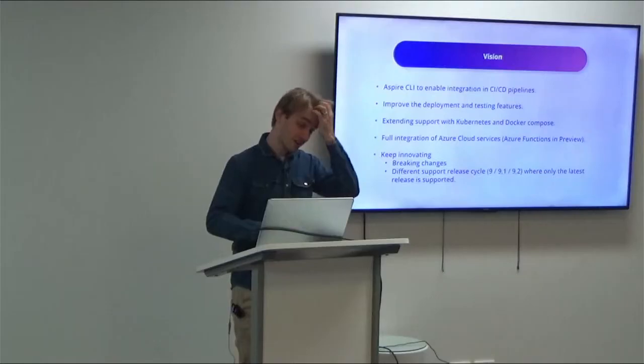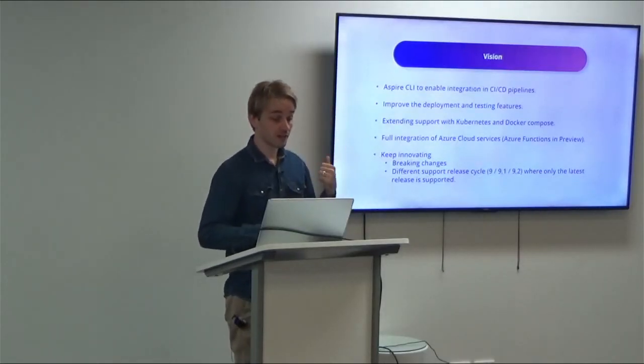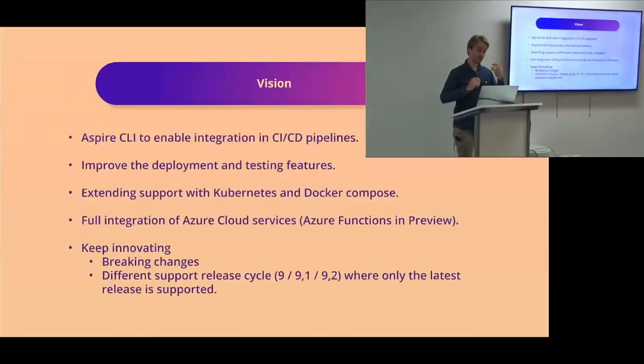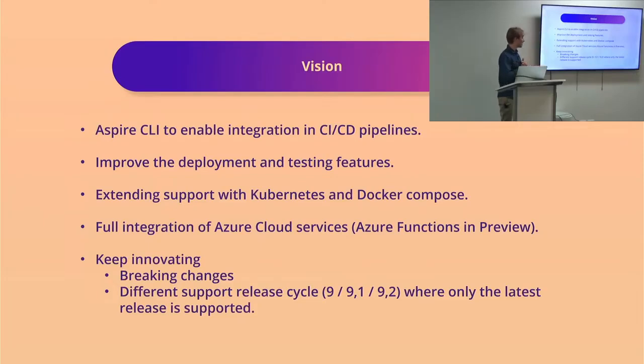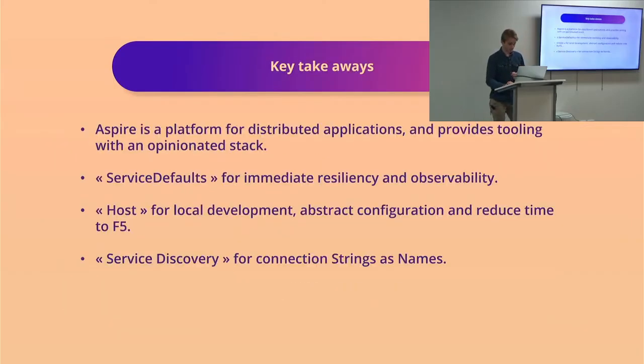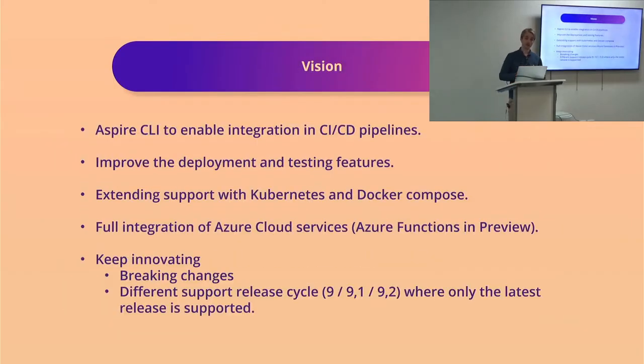So the vision for .NET Aspire is to add an Aspire CLI to enable integration in CI/CD pipelines, improve deployments and testing features, as we said, extending support with Kubernetes and Docker Compose. That's what Aspire 8 does, but it's a community that brought up this project before and it allows you to target Kubernetes and Docker Compose, but without them, it wouldn't be possible. I did see a link this morning about xUnit to Aspire endpoints for end-to-end testing, but it was very, very new.